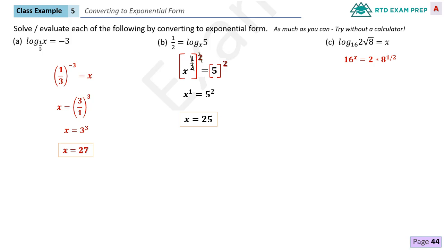In example C, we'll see that converting between log base 16 of 2√8 equals x and its exponential form takes the base of 16 and gives it the exponent of x. But you also want to note here that I've rewritten the square root of 8 as 8 to the 1/2. In general, we want to avoid having radicals in our exponential and logarithmic equations, because radicals can be written with rational exponents, and that will always be more helpful as we work in this unit.